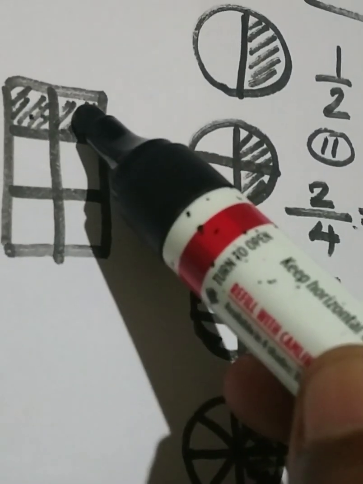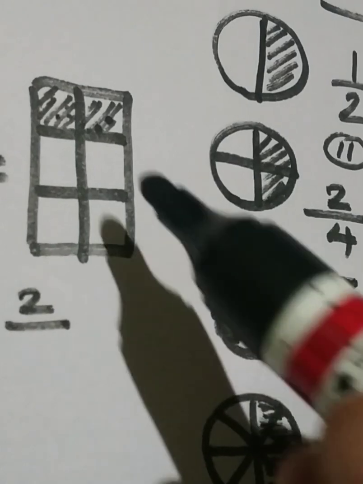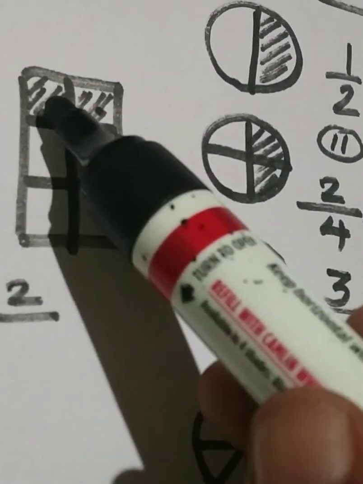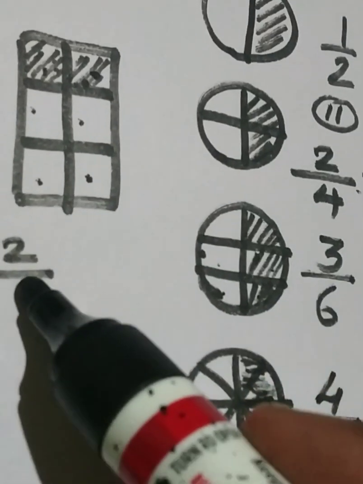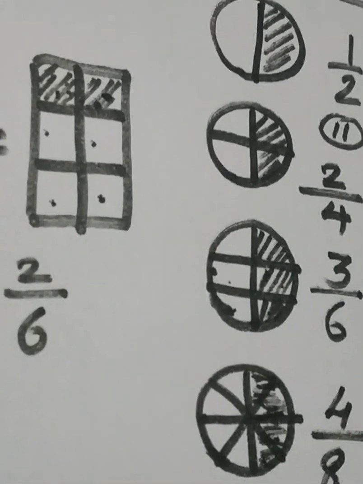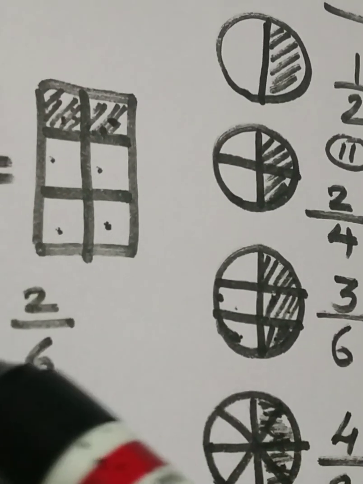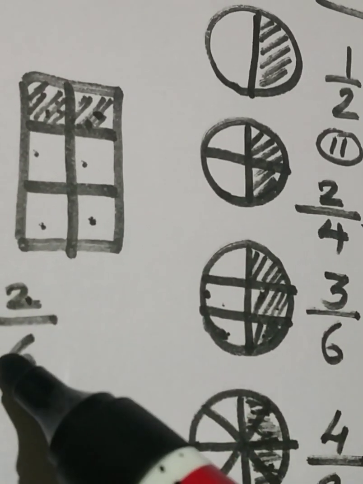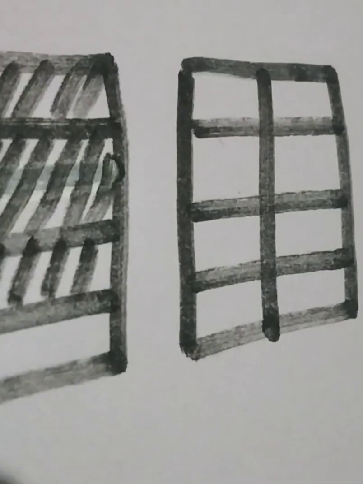Now I shaded 2 pieces, so 2. How many pieces are there in total? 1, 2, 3, 4, 5, 6. 6 pieces are there. So now we can say 1 on 3 is equal to 2 upon 6. Okay, another question.